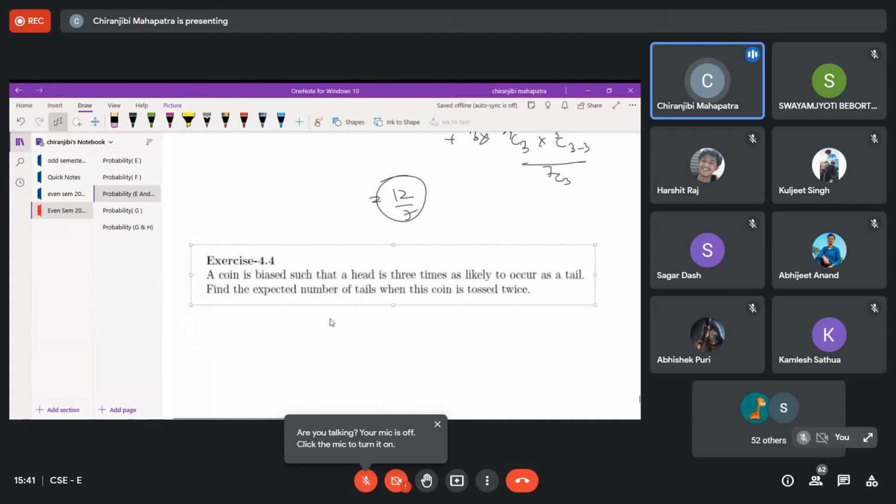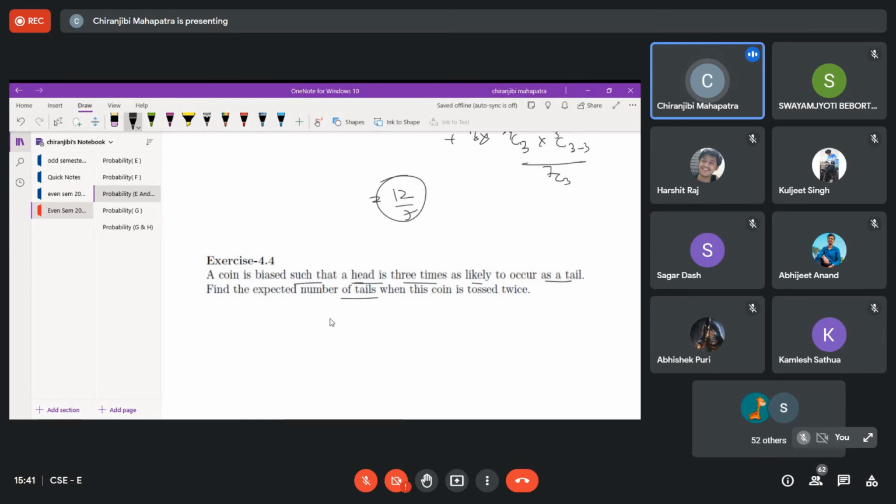ठीक है, इसको सॉल्व कर लोगे आई थिंक ऑल ऑफ यू. Okay, next question. A coin is biased such that head is 3 times as likely to occur as a tail. Find the expected number of tails when this coin is tossed twice. ठीक है, यहाँ पे क्या दिया है? So, how to solve this?